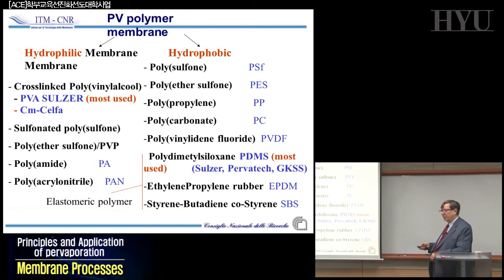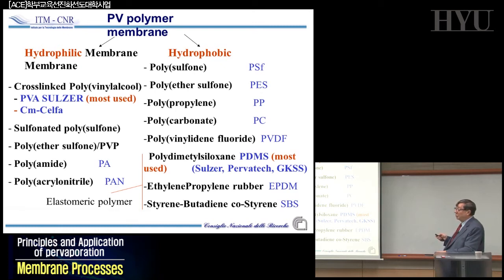Polyamide, polyacrylonitrile are typical materials that can be utilized as hydrophilic membranes, and basically PVA is the most present at industrial level, but polysulfones and polyamide are also utilized. For example, the polyamide, polyimide that you are using for nanofiltration membranes, in some cases can also become of interest in this kind of application.